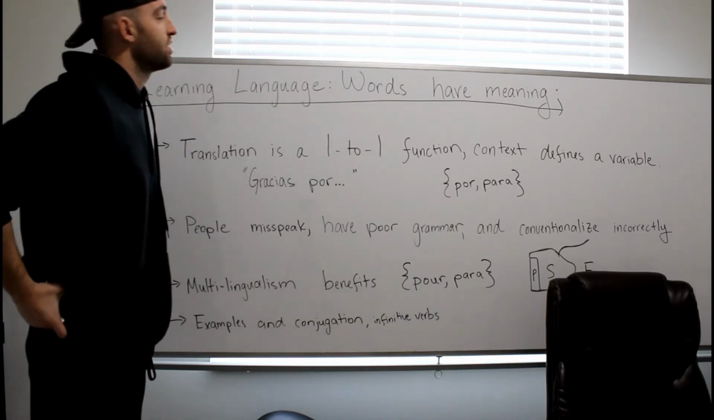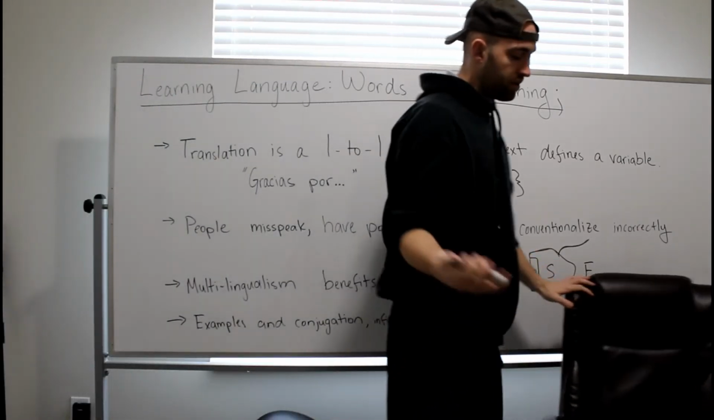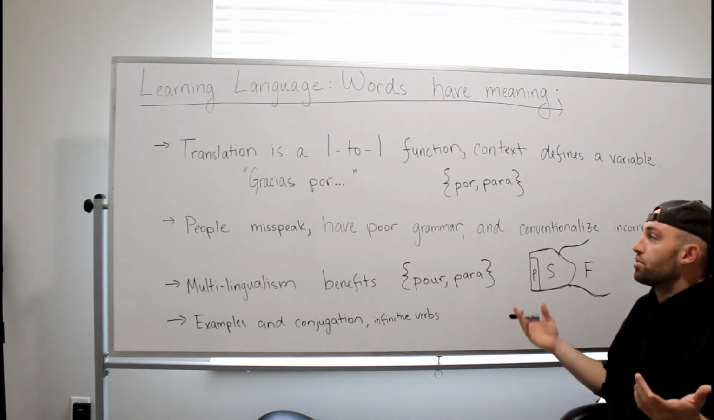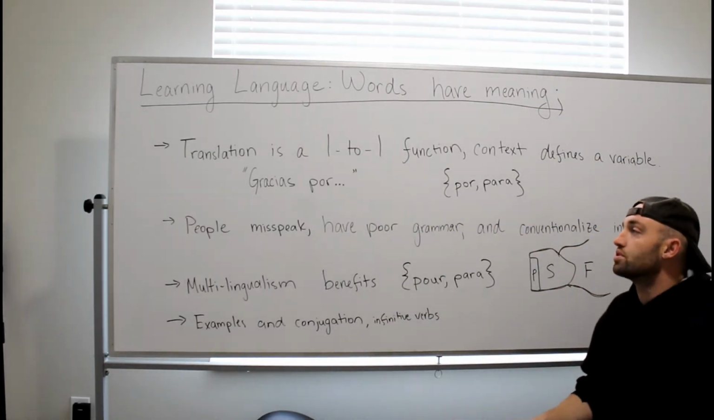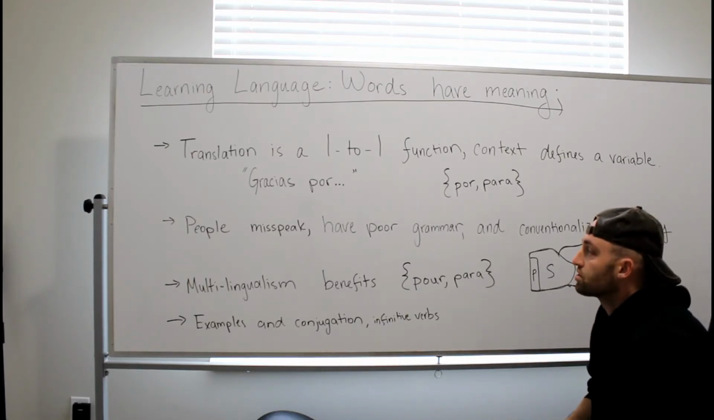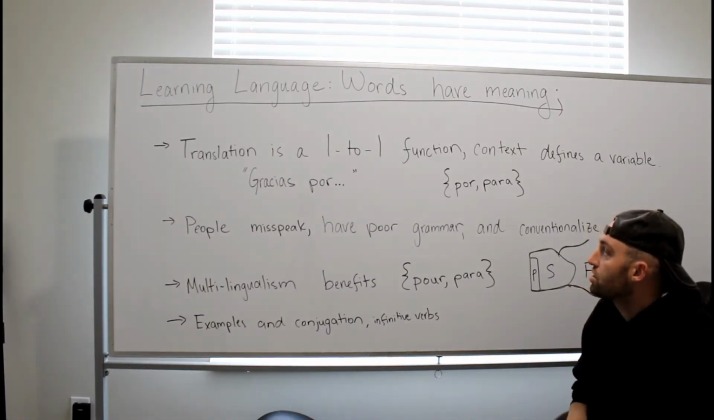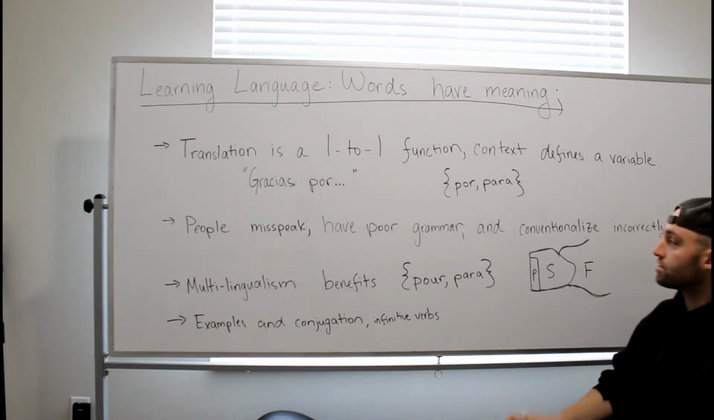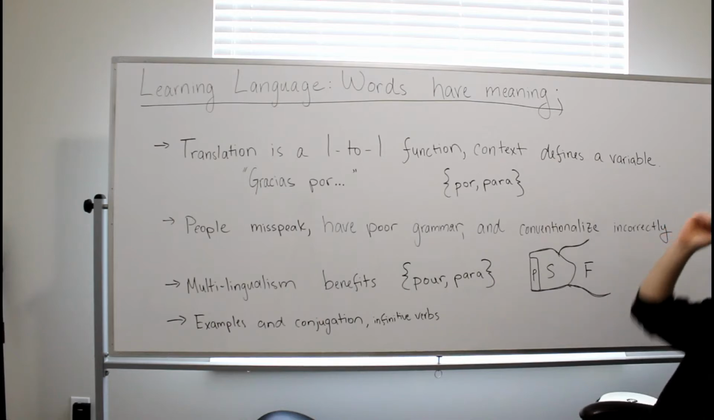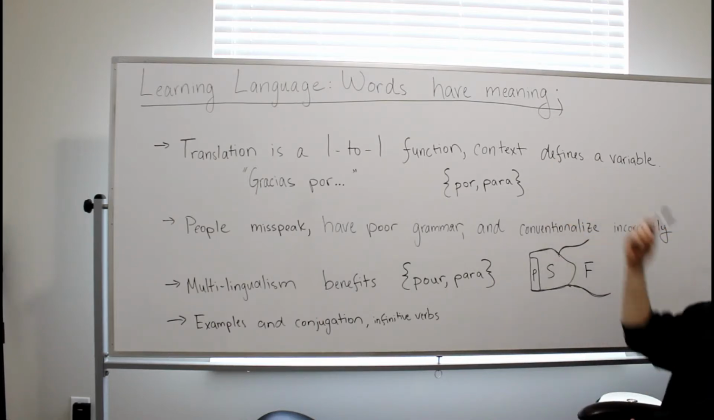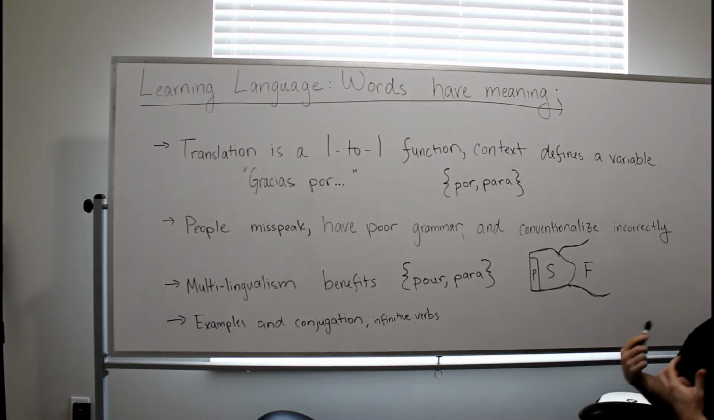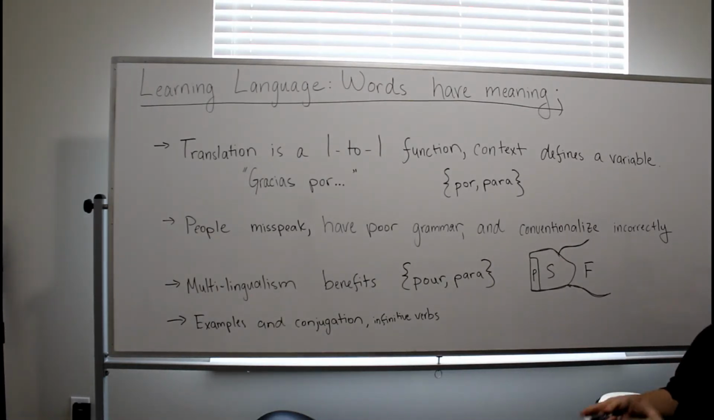Words have meaning. Just picking up again from the Pour ou Para episode. Just a couple things I wanted to talk about: translation, and we'll do a couple more short examples. But the big thing I wanted to cover in this quick episode or lecture or lesson, or whatever you want to call it, is translation is a one-to-one function. I want to reinforce that context defines a variable. I also want to talk about people misspeaking, having poor grammar, and conventionalizing incorrectly.